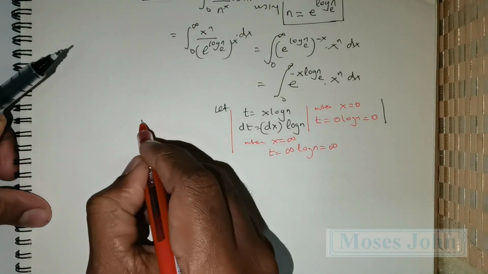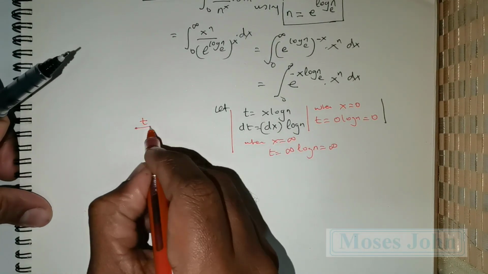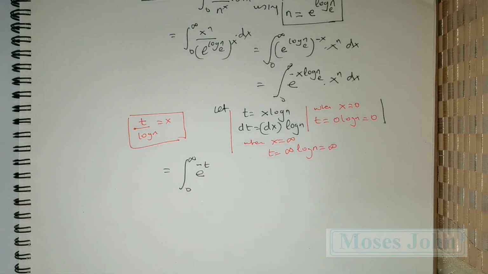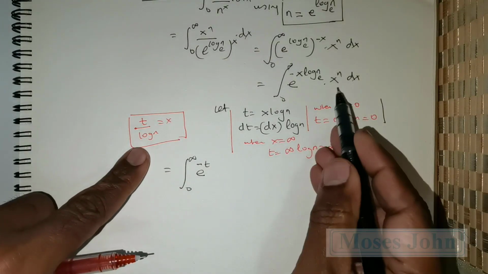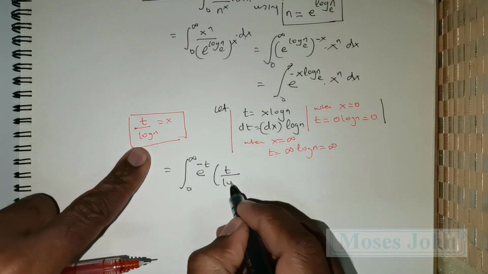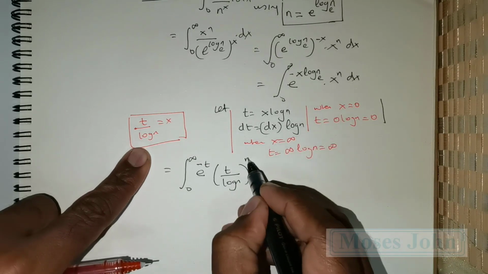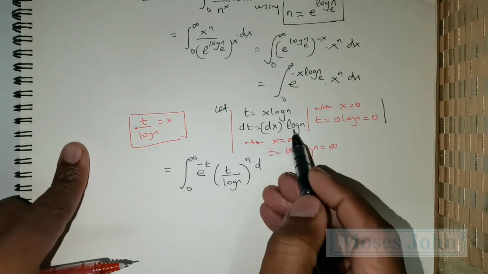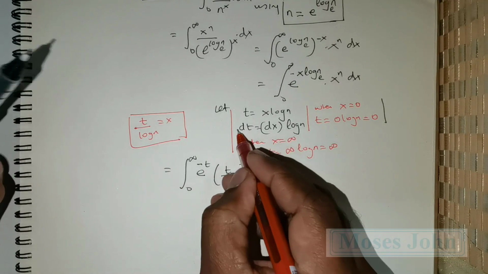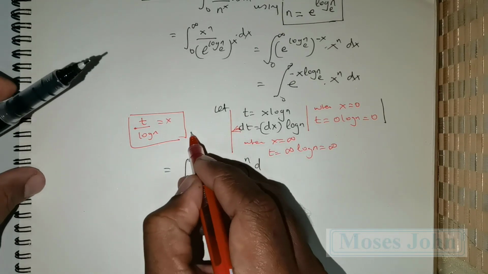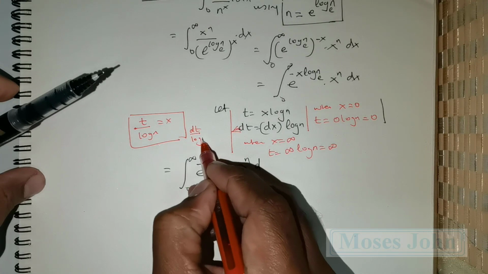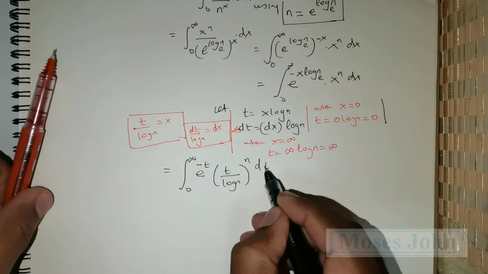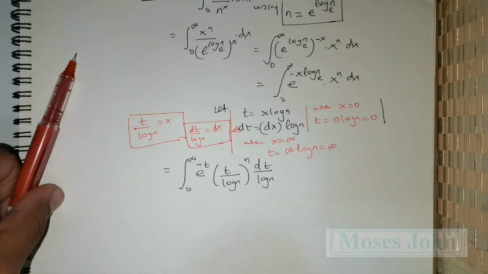From here I can rewrite this as t divided by log n is equal to x. So in place of x I would be substituting t divided by log n, raised to the power n, and in place of dx I need to substitute dt divided by log n. This can be rewritten as dt divided by log n is equal to dx. So I can use this, and there's going to be dt divided by log n.